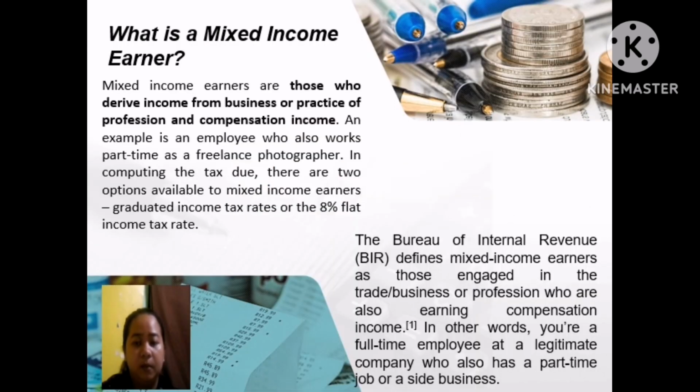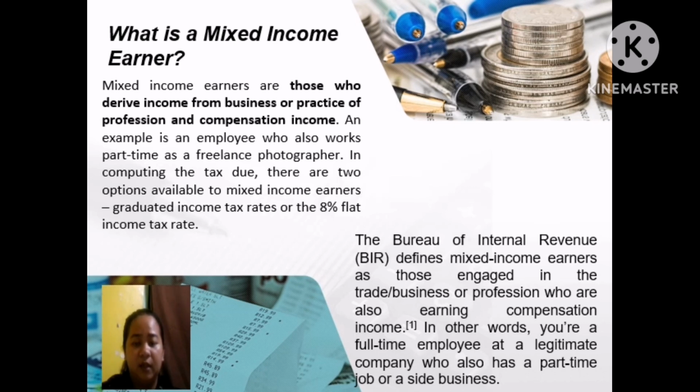Again, mixed income earners are those who derive their income from businesses or their practice of profession. Some examples are those who take part-times or freelance jobs. So, when it comes to computing their tax due, there are two options available to them, which is the graduated income tax or the 8% flat income tax rate.